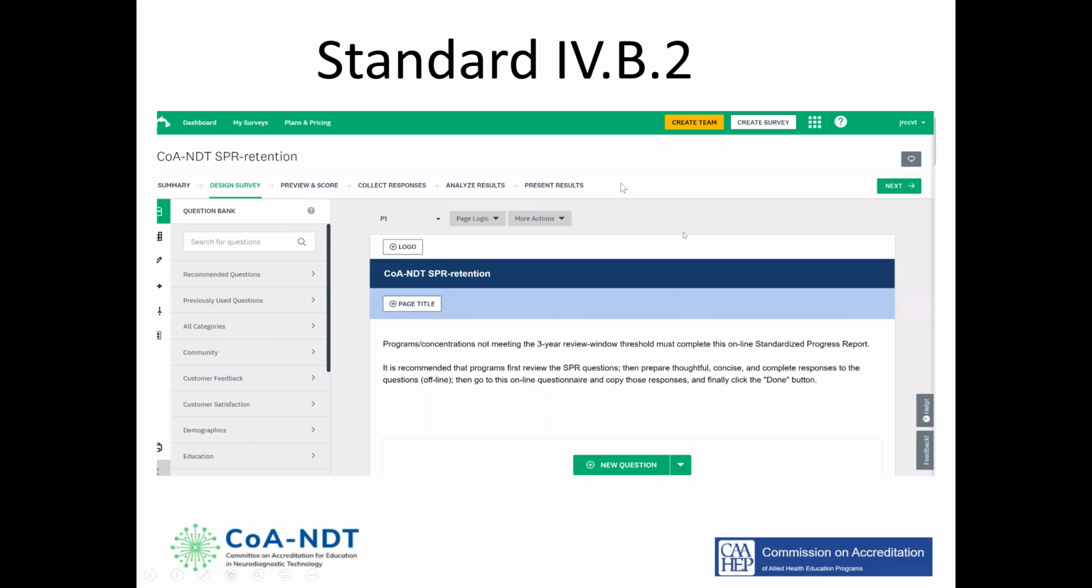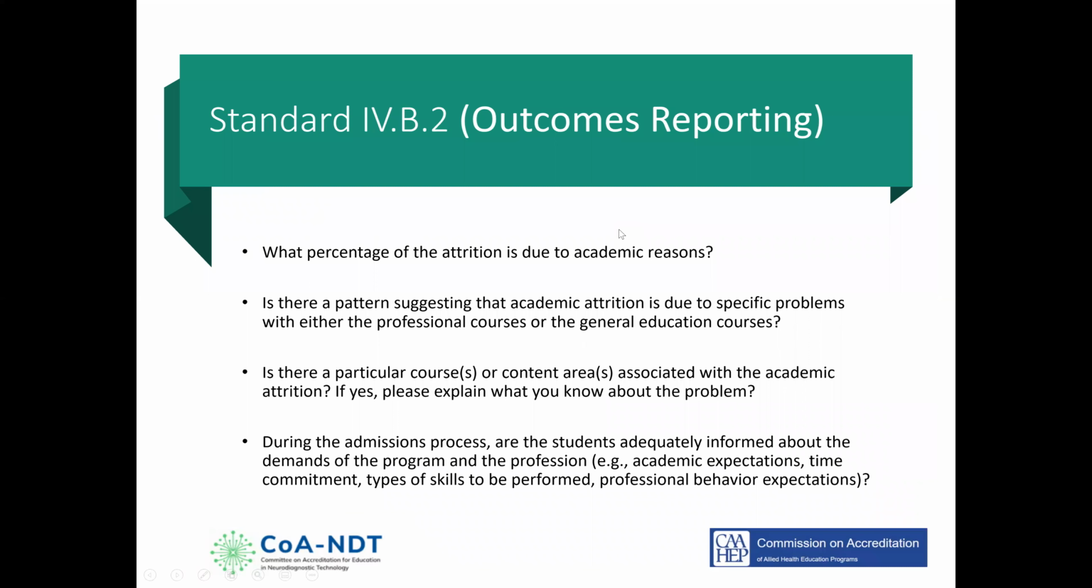So when you log in to the SurveyMonkey, you're introduced, but this is the COA NDT SPR retention, because we do have one for another outcome as well. And then we thought about, so what are the things that cause people to leave the programs? And first of all, we wanted to look at academic reasons. Now we know that sometimes there are reasons other than academic. Sometimes it's professional. We ask you to segregate that out in your enrollment and retention tab in the ARMS. But we really felt like we wanted to look at academic reasons. And so we start with that.